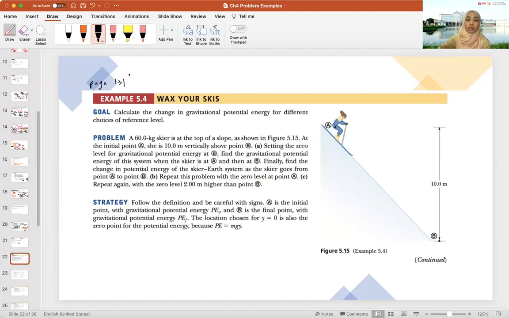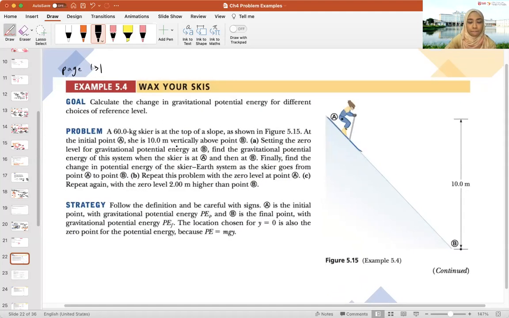Siapa yang belum pernah buka ebook lah. I believe a lot of you have used the ebook, so that is good. Okay, so the problem here is a 60 kilogram skier is at the top of a slope. So she is here. Is it a she? No. Oh yeah, it's a she. So she is on the top of the slope as shown in this figure. At the initial point of point A, she is 10 meter vertically above point B. So they are saying that this is 10 meter above point B.